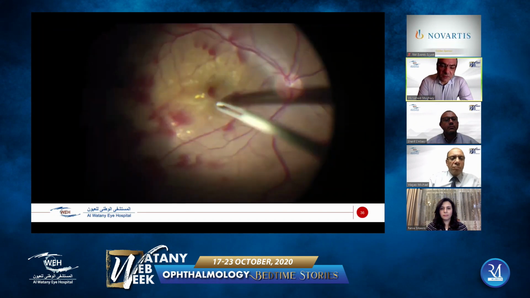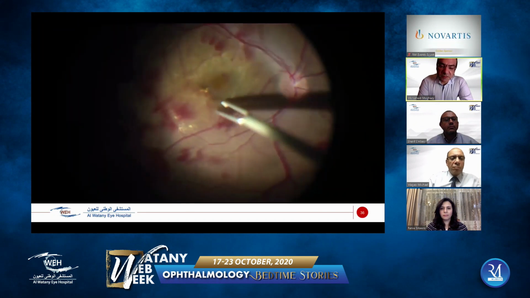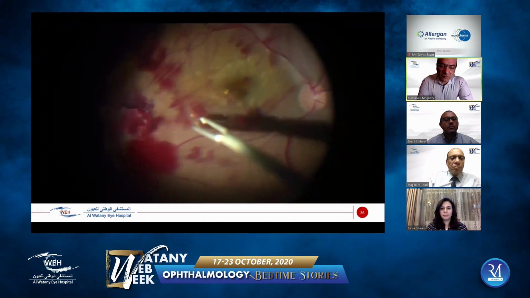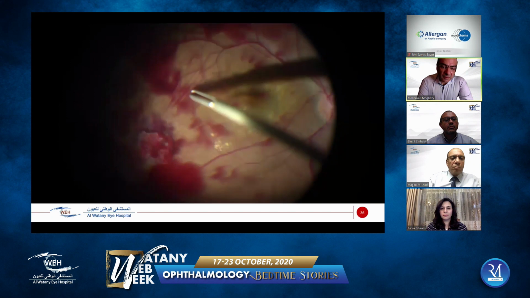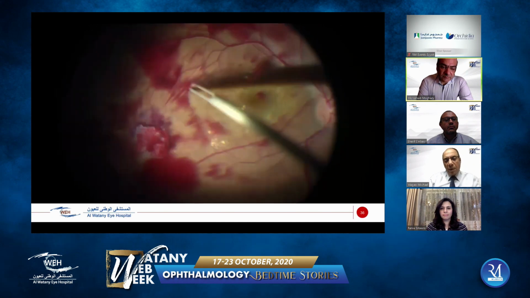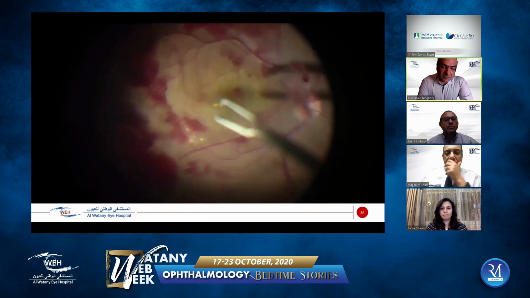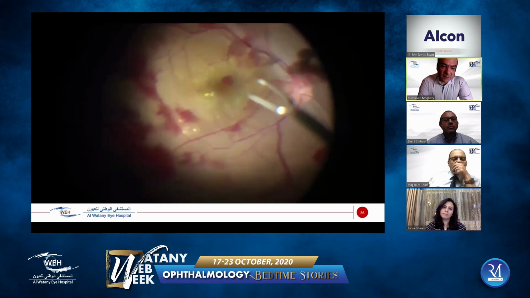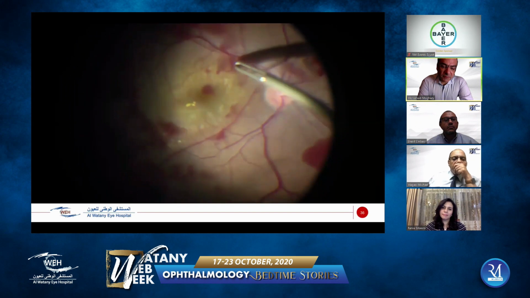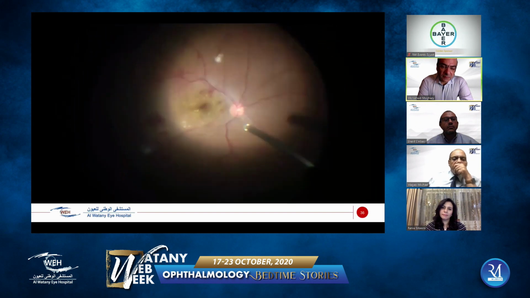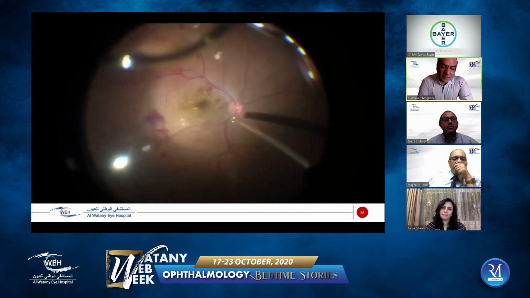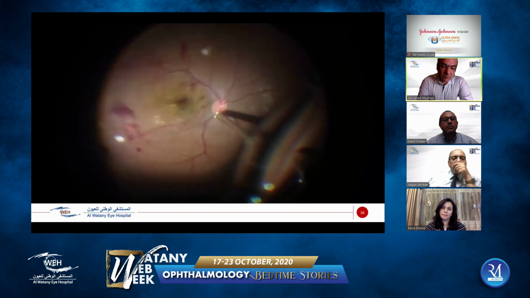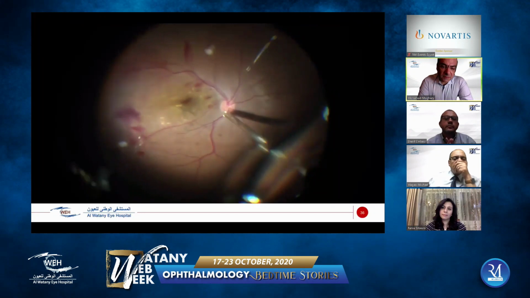In that case, it was only subhyaloid. The ILM was already stained with the blood, so I didn't need to stain it, and it was removed. And then just more cleaning up of the surface of the retina, and then just air-fluid exchange and laser. And I think this patient's visual acuity improved to 0.9 after the surgery, I guess.